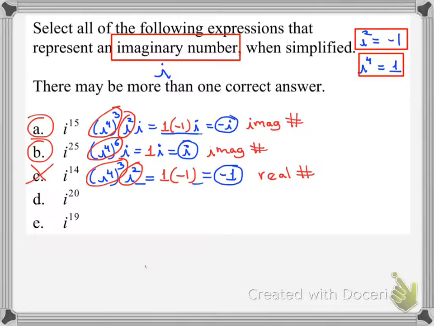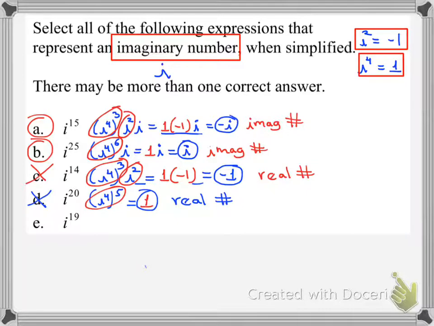For letter D, how many i to the fourth do we have in 20? We have 5. 5 i to the fourth gives us 20. How many are left? None. So we know that every i to the fourth is going to be equal to 1, and there's nothing left. So that is your answer. It doesn't have any i's, so this is going to be a real number. So therefore D is not your answer.